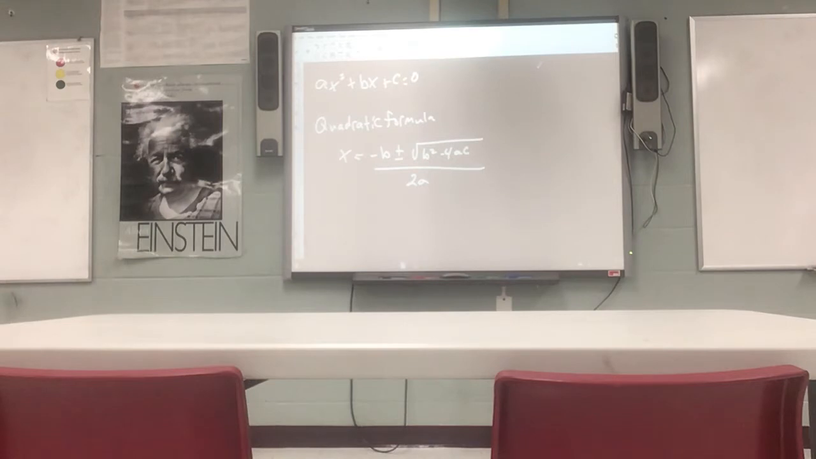Those are Bs, that's from the standard form. So in order to use the quadratic formula, your equation has to be in standard form. That's why I wrote that again up there: ax squared plus bx plus c equals 0. Then the quadratic formula reads x equals negative b plus or minus the square root of b squared minus 4ac all over 2a. Okay?